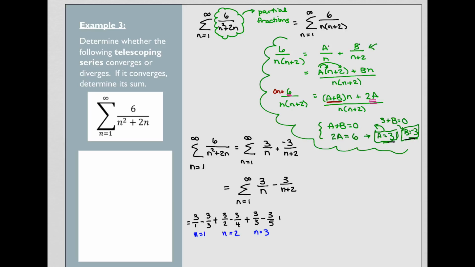I think I want to list out a couple more terms here. I want to do n equals 4 and n equals 5, just so I can make sure I have my pattern down. 3 over 4 minus 3 over 6, and 3 over 5 minus 3 over 7. So now I think I have enough terms to give me a pattern here.